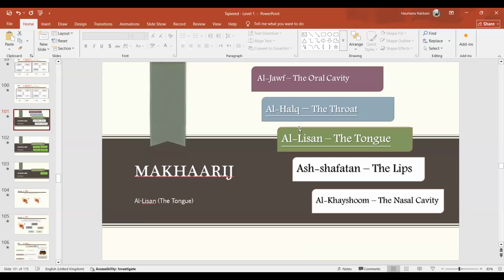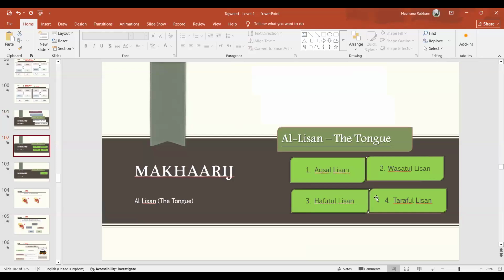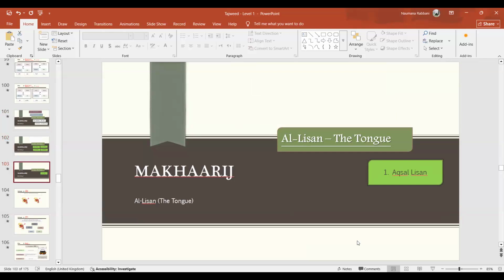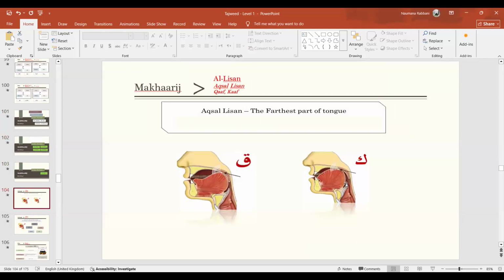So now moving to al-lisan, the tongue. It is further divided into four parts: أقصى اللسان, وسط اللسان, حافة اللسان, and طرف اللسان. In أقصى اللسان, we have two letters, قاف and كاف. The furthest back is قاف, and then كاف.